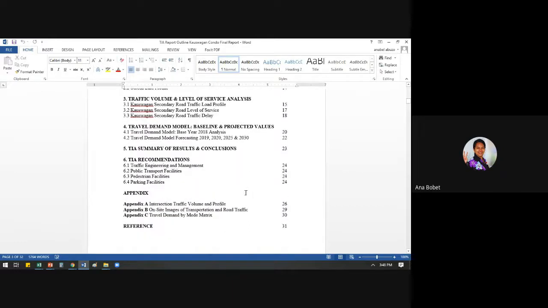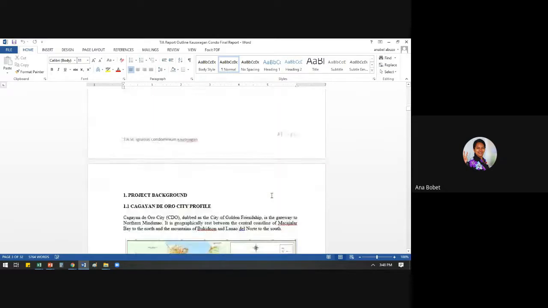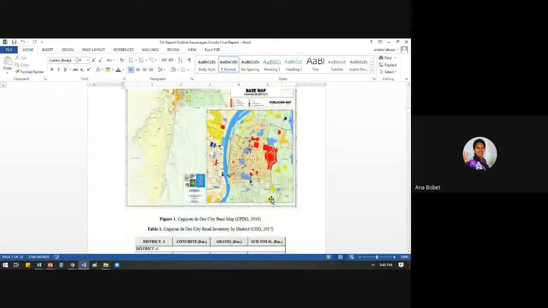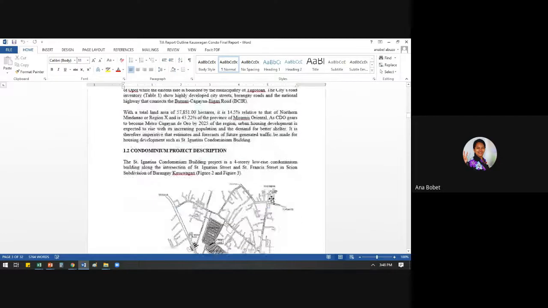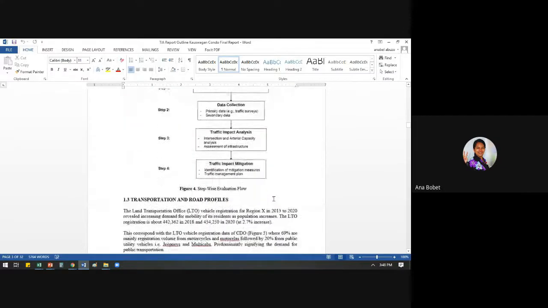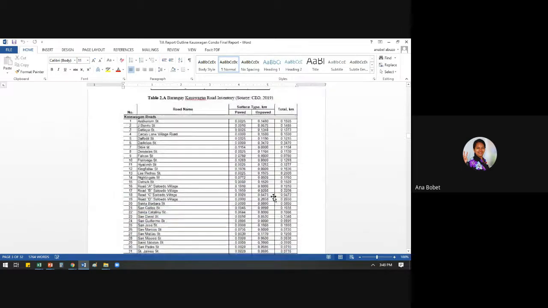So the appendix includes intersection traffic volume profile, on-site transportation and road traffic, and travel demand mode matrix. There are many figures, so it's more like a thesis. But it is very simple if you have data. If you have no data, your head will ache. But if you have data, no problem. So this is similar to what we're doing now.